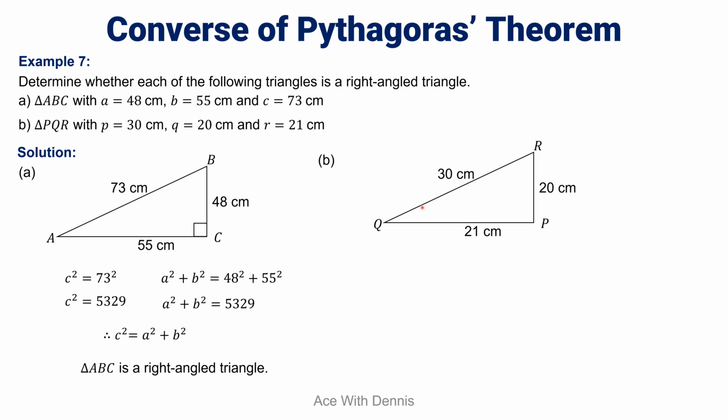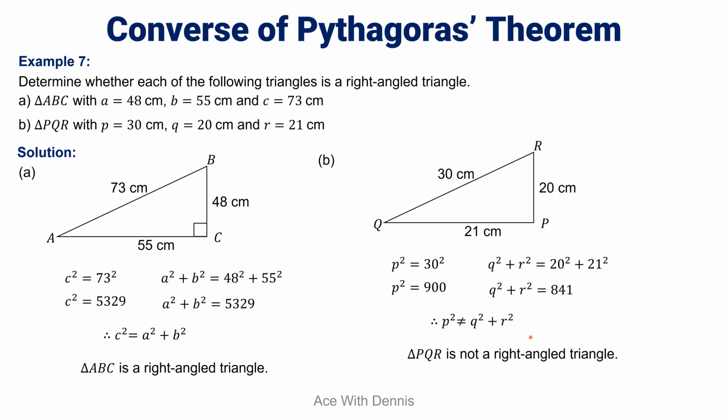After that, we can calculate the c square and a square plus b square separately. For this case, the hypotenuse is 30. So p square equals 30 square, which is 900. Then for the sum of the other two squares, for this case q square plus r square, the value is 20 square plus 21 square, which is 841. Now I compare these two values. I find that p square is not equal to q square plus r square. Hence, I can conclude that triangle PQR is not a right-angled triangle.